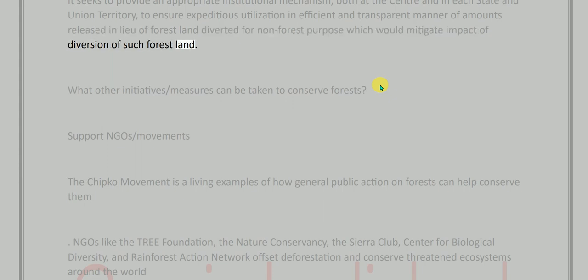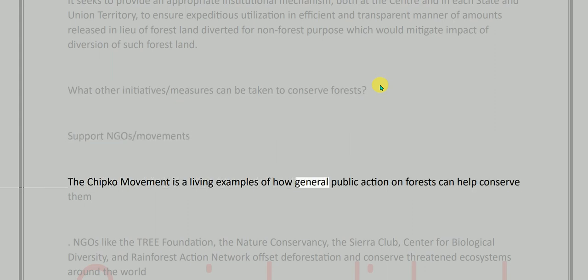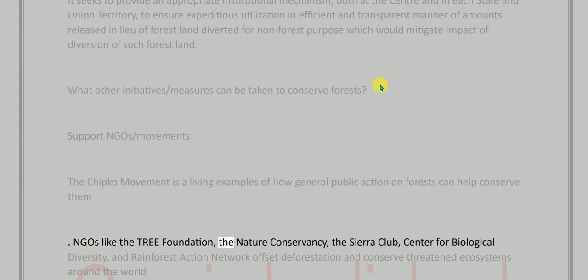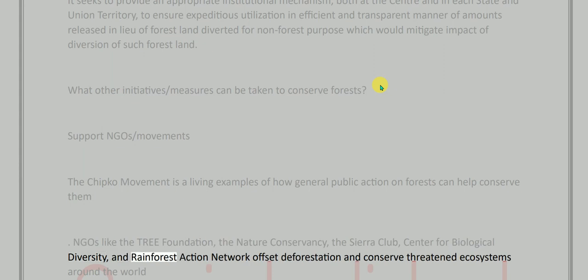What other initiatives or measures can be taken to conserve forests? Support NGOs and movements. The Chipko movement is a living example of how general public action on forests can help conserve them. NGOs like the Tree Foundation, the Nature Conservancy, the Sierra Club, Center for Biological Diversity, and Rainforest Action Network offset deforestation and conserve threatened ecosystems around the world.